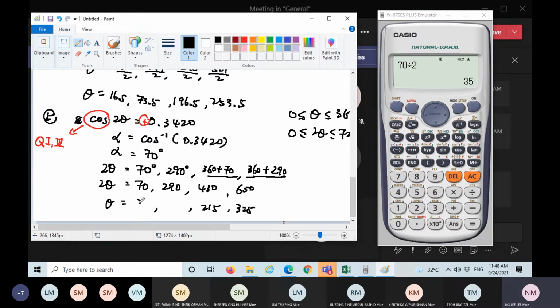Okay, so this is 35. 290 divided by 2. So this is 145. Okay, done. So now we come back to the textbook.